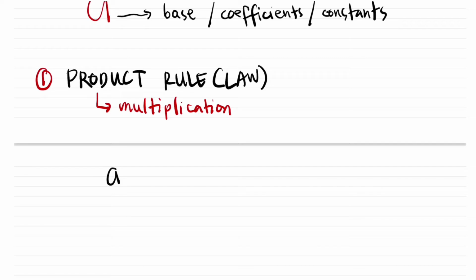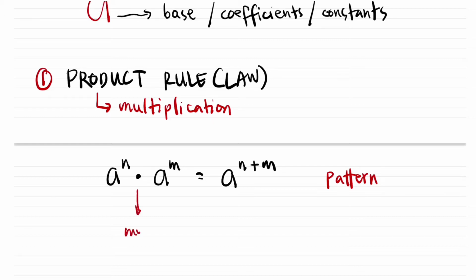So the pattern for this would be, if you have a to the power of n times a to the power of m is equal to a to the power of n plus m. So this is the pattern or the equation. Notice that this is the multiplication. That's why it is called product rule.